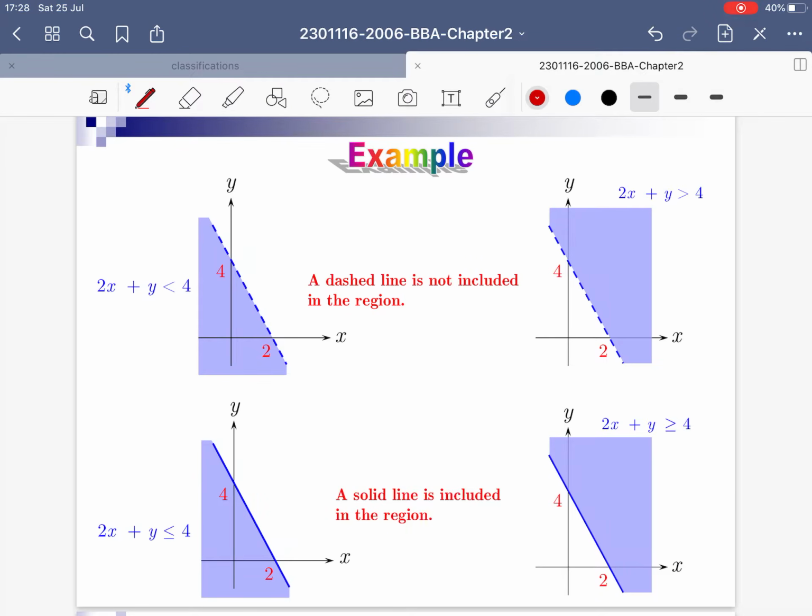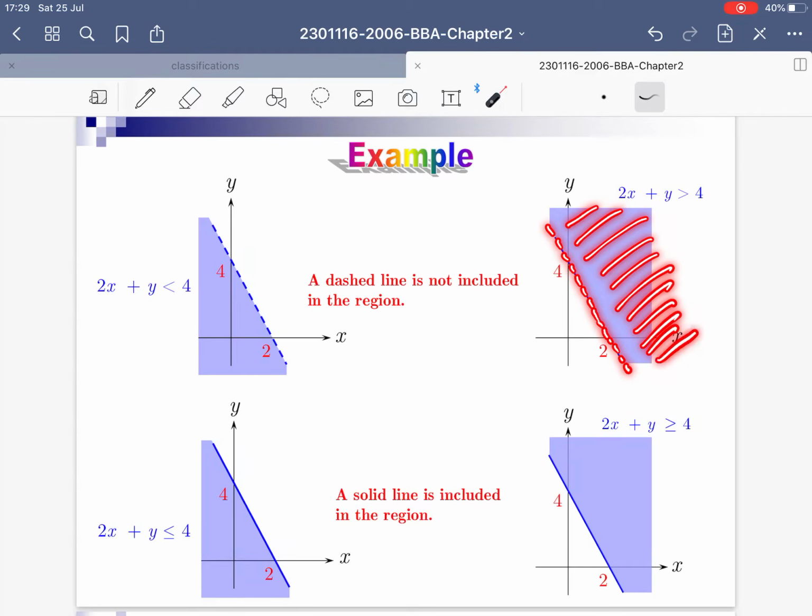For example, if you're talking about the one with strictly less than, this is the same example, right? If you talk about a strictly less than, it means that you do not include the equal one, so you use the dash line, so that it will exclude all the points on this line, but only the points in this region that is being considered. Same token, if you have a strictly greater than, it means that you are not going to include the one with equal, but only all the points that are in this region that you are considering.